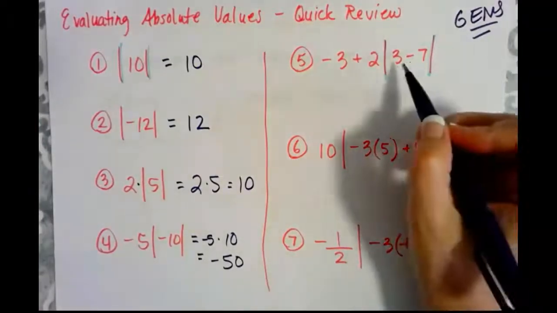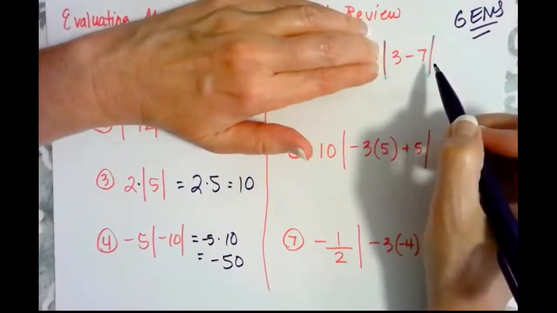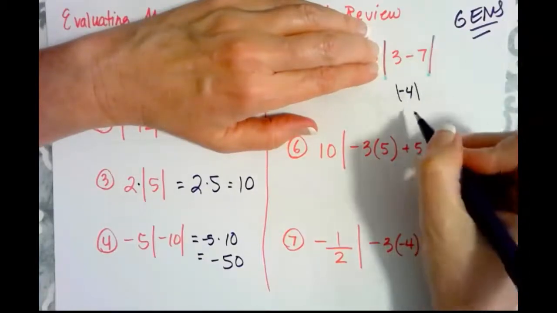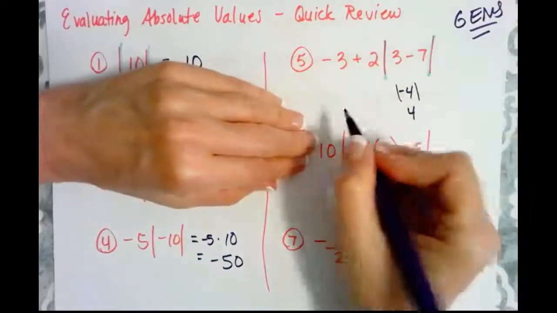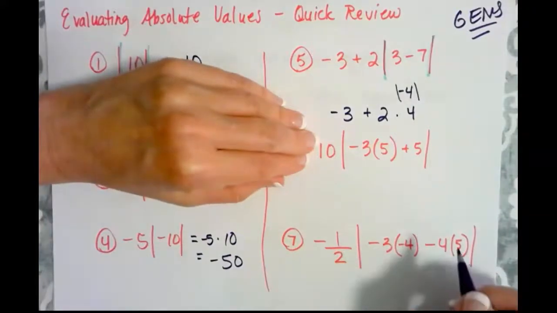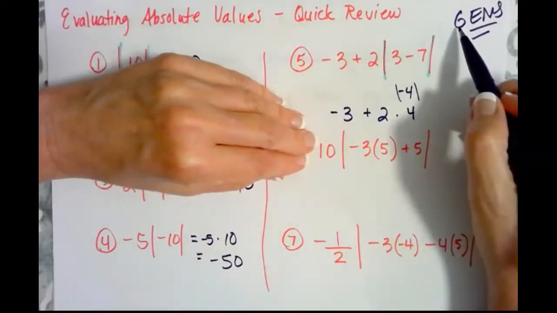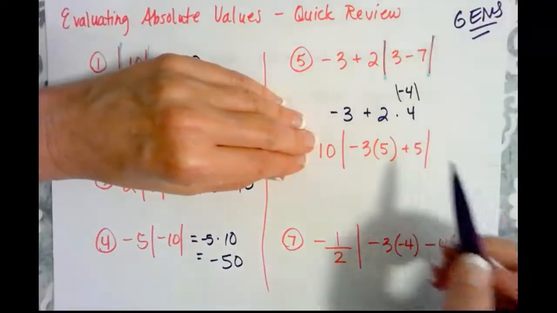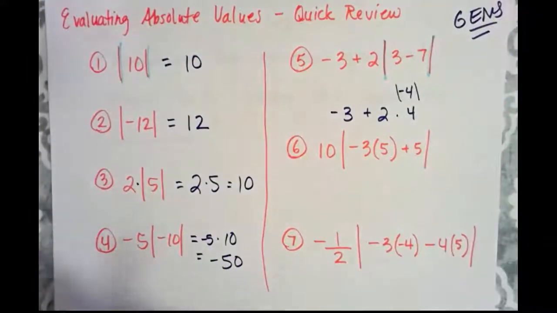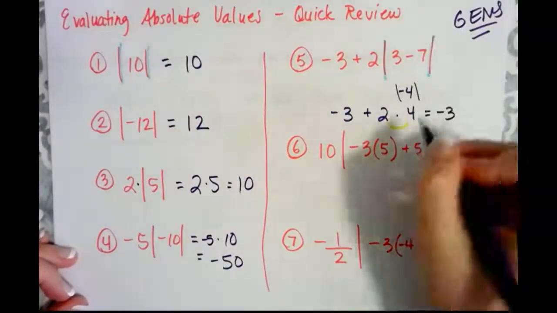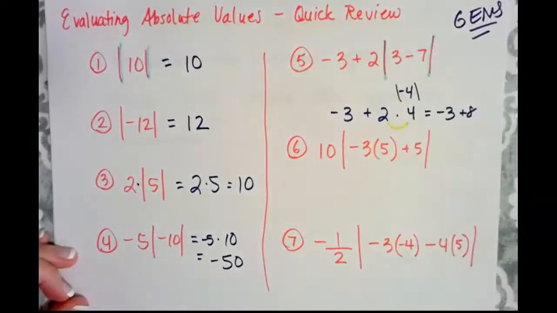Let's keep going. Do what's inside the grouping symbols first. 3 minus 7 is -4. The absolute value of -4 is 4. Bring everything else down. -3 plus 2 times 4. Follow order of operations: grouping symbols, exponents, multiply or divide, then subtract or add. So we need to multiply first because of order of operations. We end up with -3 plus 8, and -3 plus 8 is 5.